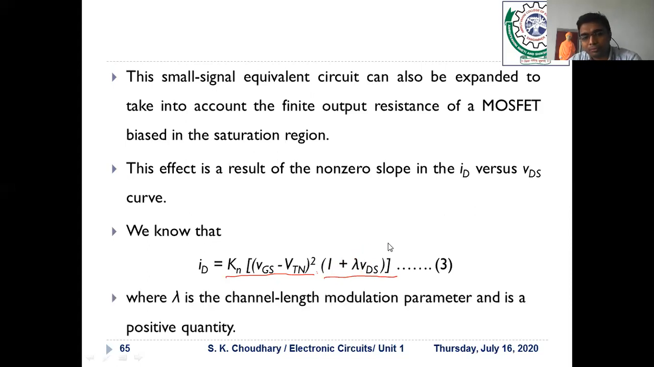So we have to see what lambda is. Lambda is the channel length modulation parameter. Okay, one of the practical issues that arises in MOSFET operation is called the channel length modulation issue, and that is responsible for the finite output resistance existing in the MOSFET, and it would modify your current equation.